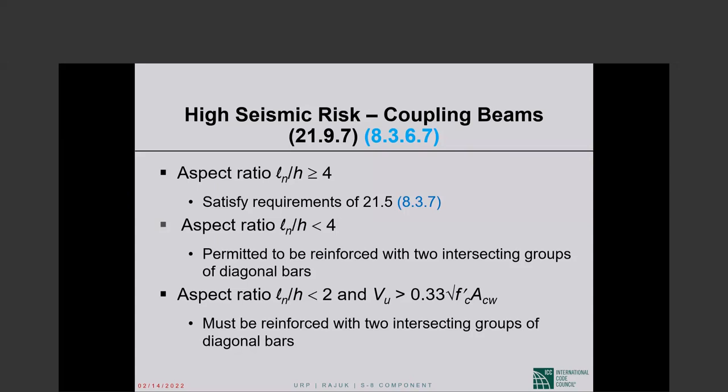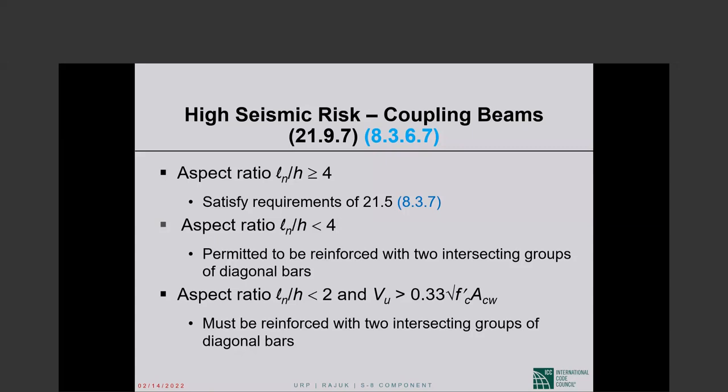The detailing of coupling beams. What I want to say is ACI 318 only has special detailing requirements for coupling beams. Okay, there is no non-special detailing that is specified. So we are looking at special detailing, although it is not called that. It is part of the special shear wall section.